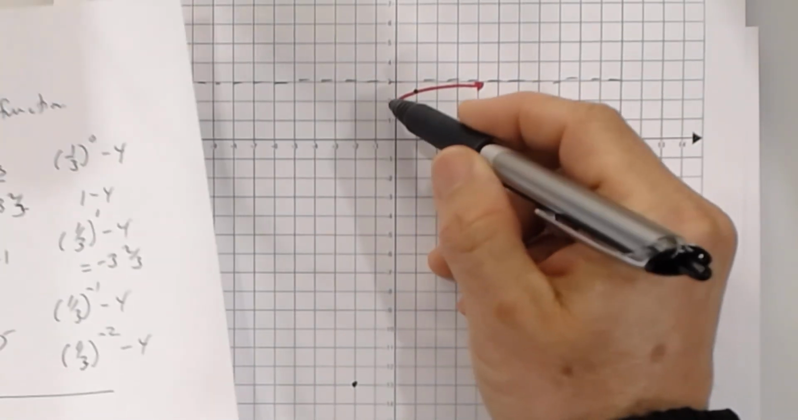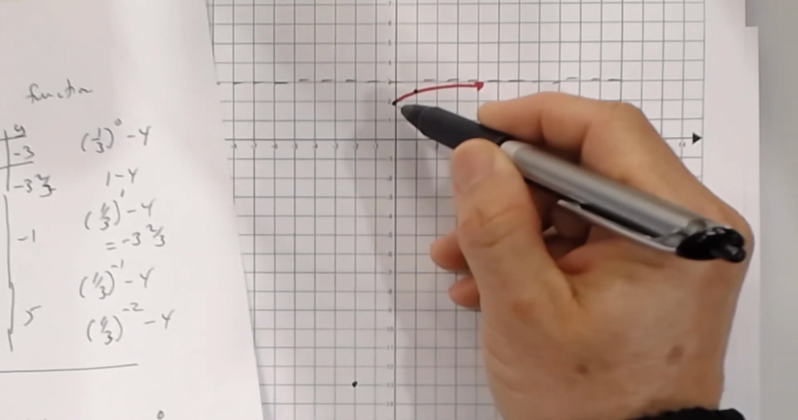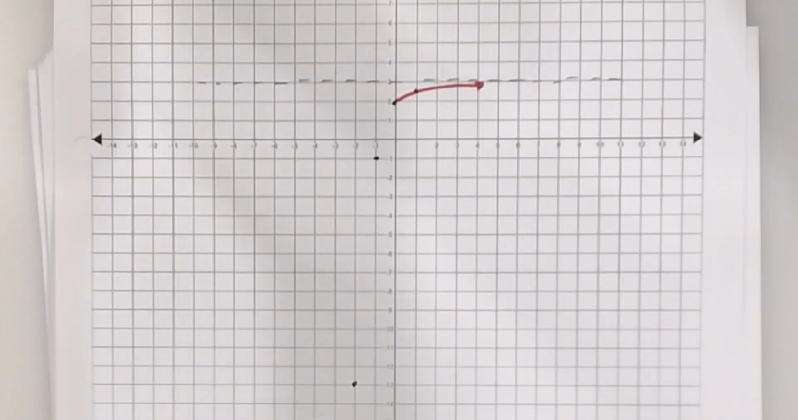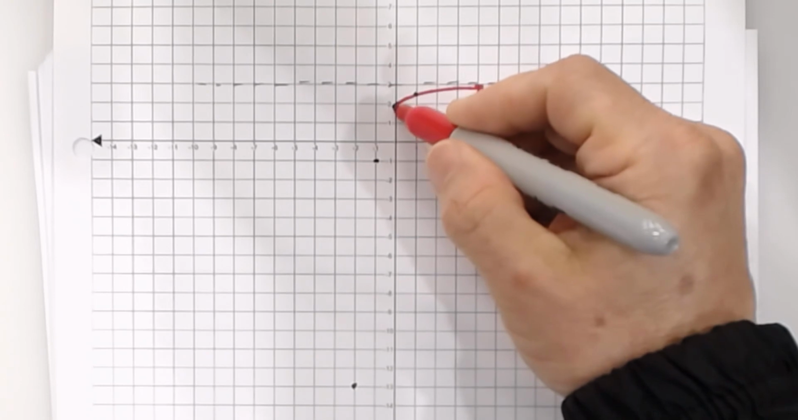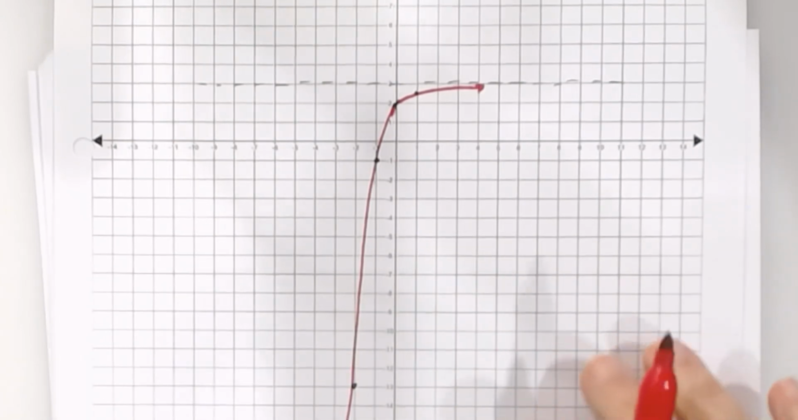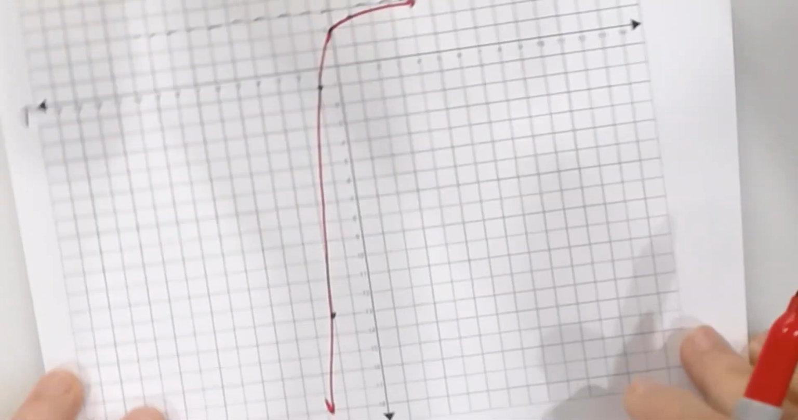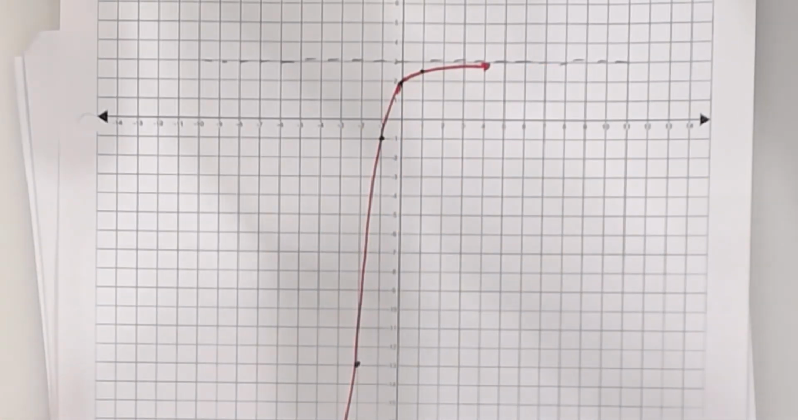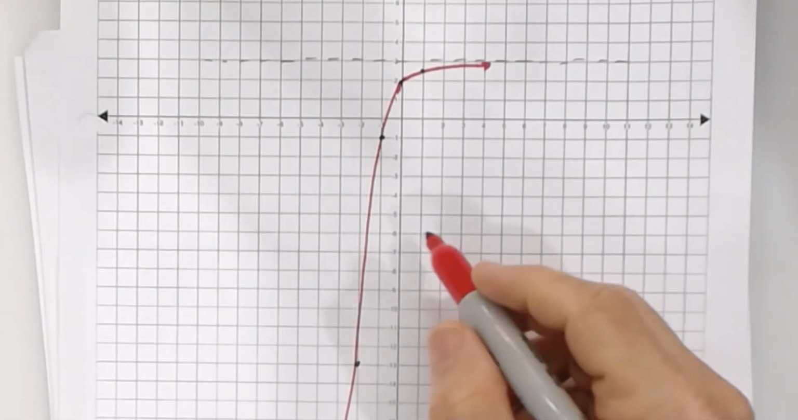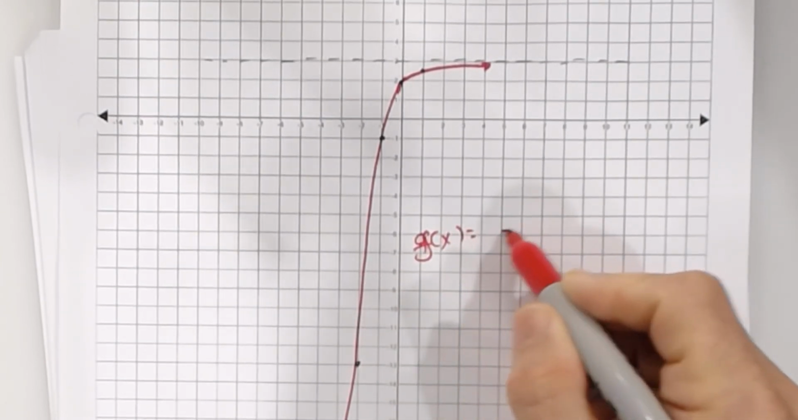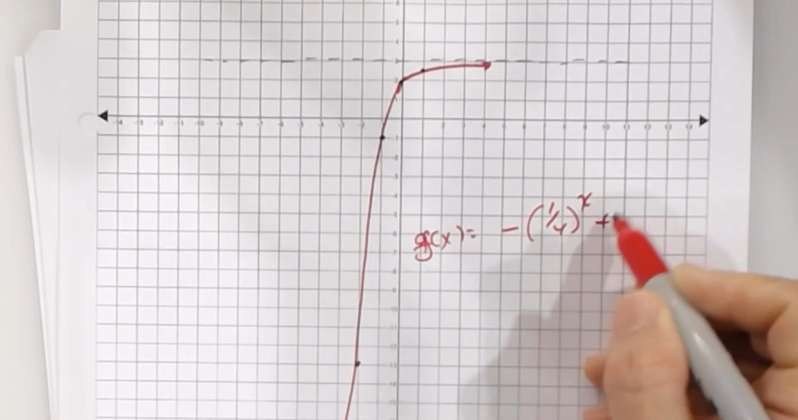So negative 1 is here. Right here. So then you just connect your points. Just do the best you can. Something looks like this. All right, and you notice that it is an increasing function, and that's all you do. So this is the function g of x equals negative, in parentheses, 1/4 to the x, plus 3.